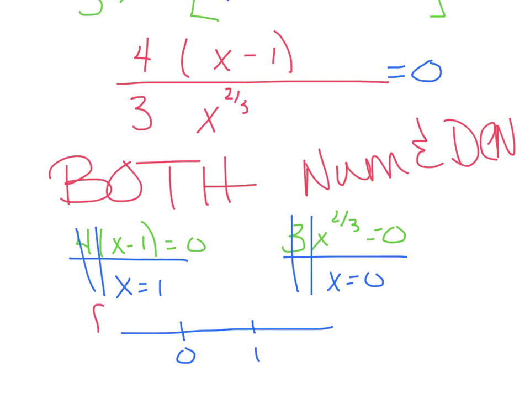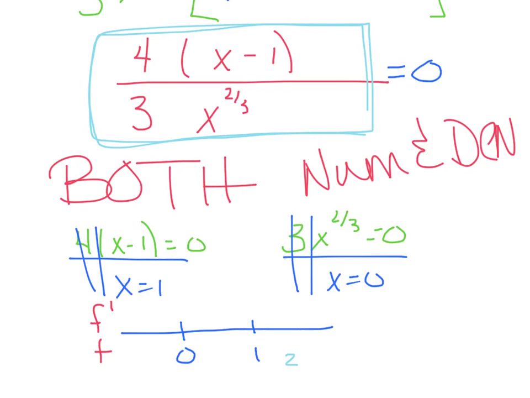Make sure this gets labeled f prime and f. And remember, I'm plugging these into f prime. And I don't care what the number is, I just care whether it's positive or negative. So I'm going to start with the 2. Here is my f prime function. Okay, on top, 2 minus 1 times 4 is a positive, divided by 2 to the 2/3 is a positive times 3 is a positive. Positive divided by a positive is a positive.